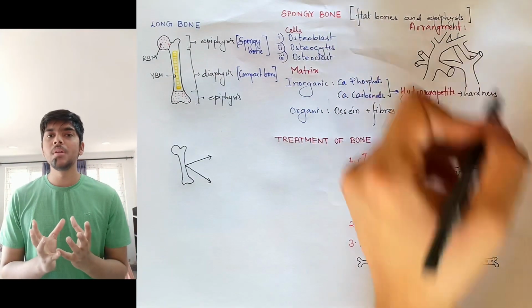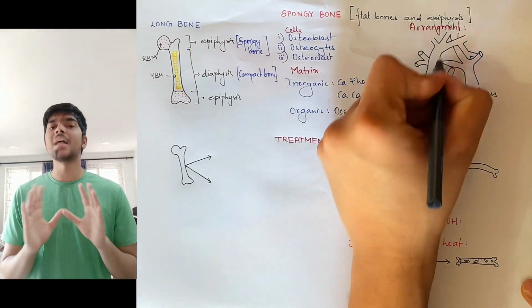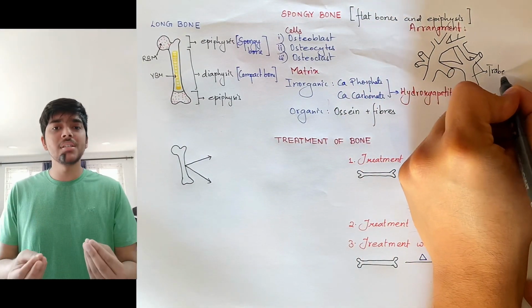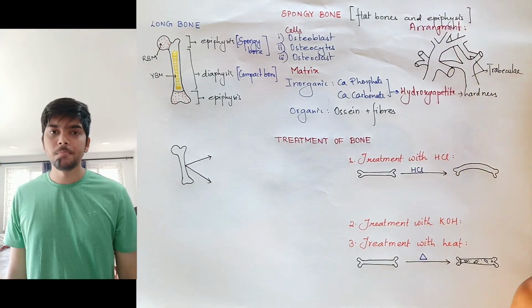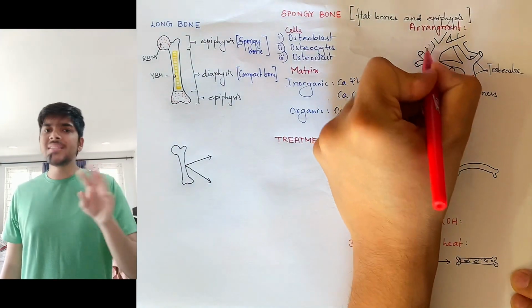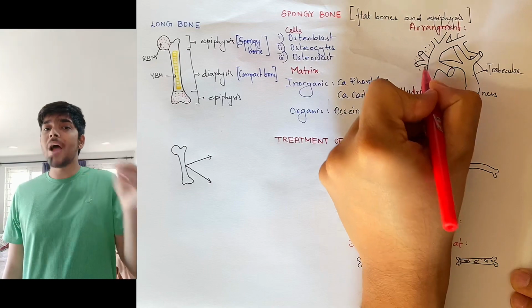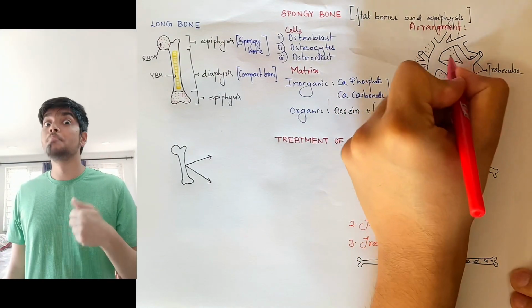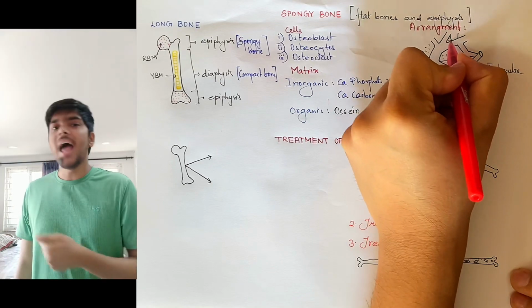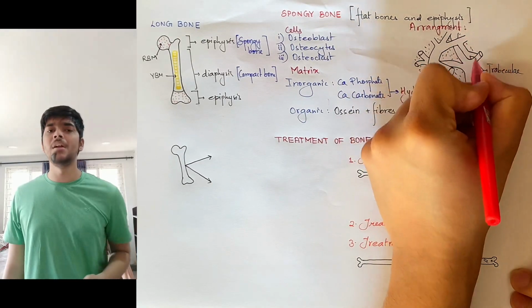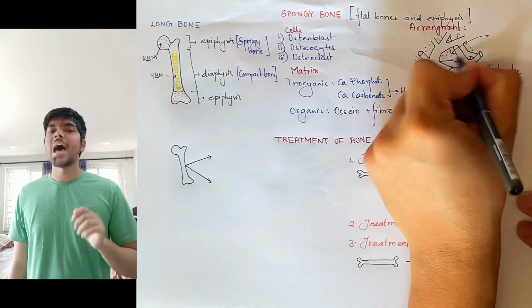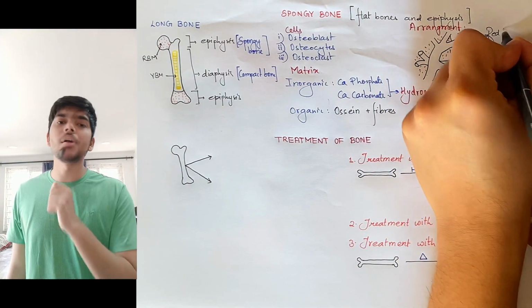So spongy bone contains highly branched structures, and these highly branched structures are known as trabeculae. In between these branches or trabeculae, there are empty spaces or the bone marrow cavity, and these empty spaces are filled with red bone marrow. In spongy bone, Haversian system is not found.